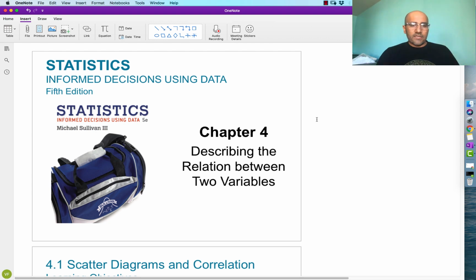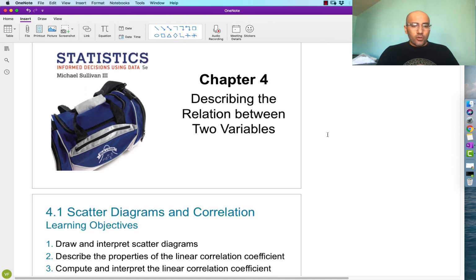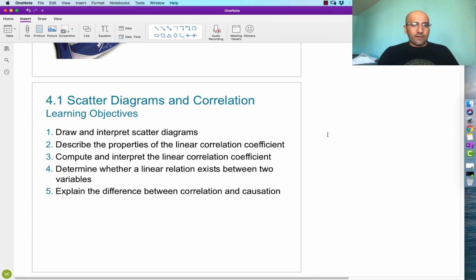All right, Chapter 4, Section 1, describing the relation between two variables. In this section, we're going to cover scattergrams and correlation. We're going to draw and interpret scattergrams. We're going to describe the properties of the linear correlation coefficient. We're going to compute and interpret the linear correlation coefficient. We're going to determine whether linear relations exist between two variables, and explain the difference between correlation and causation.